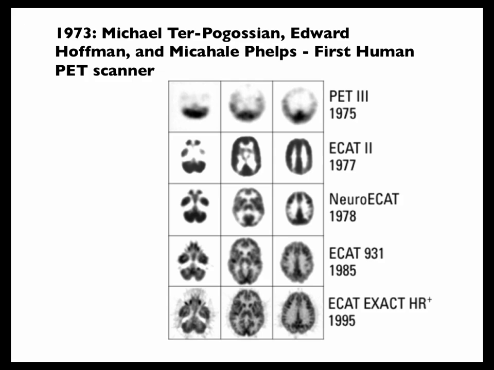Various people had developed PET scanning. In 1973, Michael Ter-Pogossian, Edward Hoffman, and Michael Phelps created the first human PET scanner. Then from 1975 to 1995, you can see the progression of the image quality and sensitivity. And now PET is pretty high resolution.